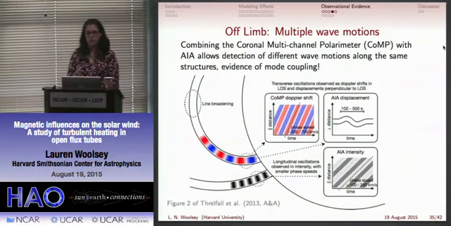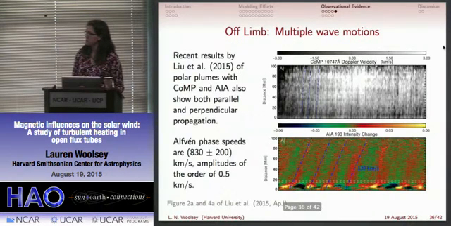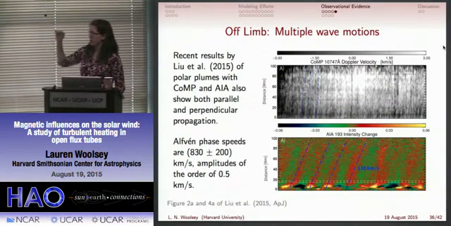So you get to see what could be evidence of mode coupling, the same thing that could possibly explain these jets from the BRAID numerical results. And so one of the latest papers using CoMP and AIA is showing how you really can see both of these different types of waves.